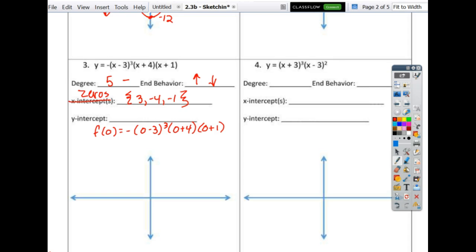Okay, so the y-intercept, did anybody get the y-intercept? Yes, I got positive 108. Because the negative 3 cubed would be negative 27, minus the minus would make it positive. So we got 108 there. So let's go ahead and fill in what we can fill in. So I'm going to have negative 4, negative 1, positive 3, and then I have a positive 108.